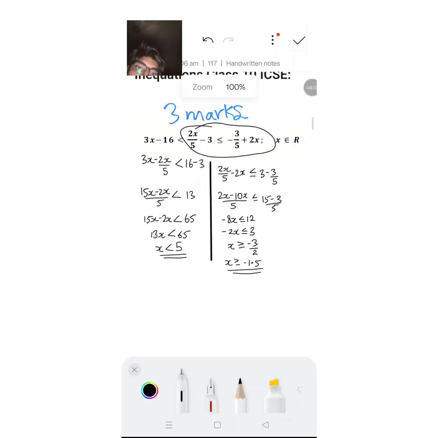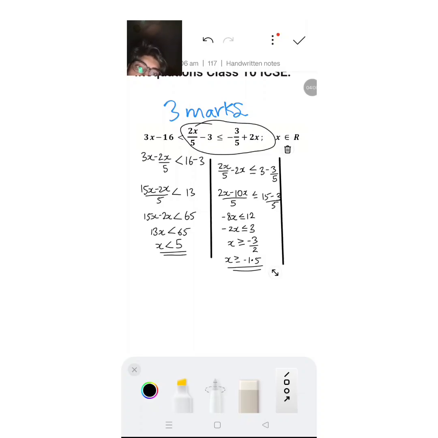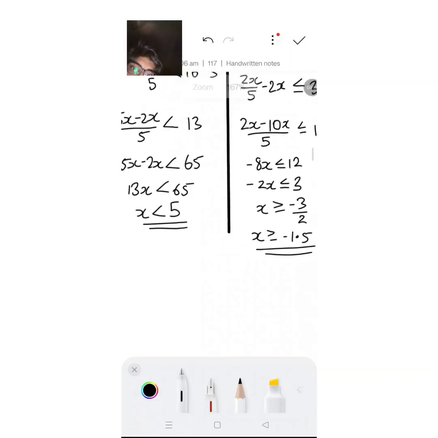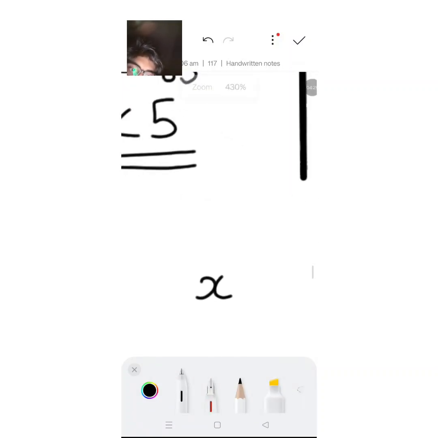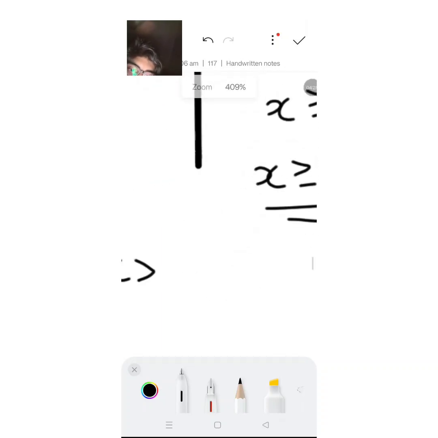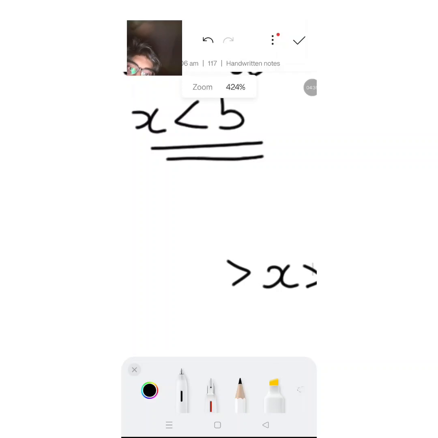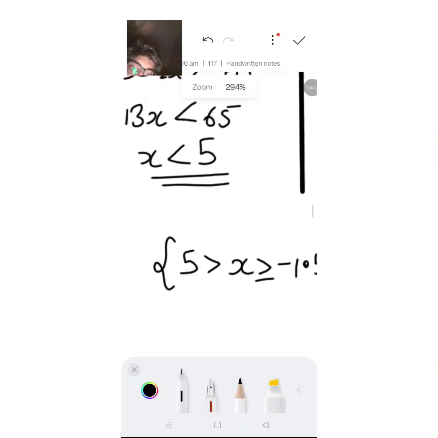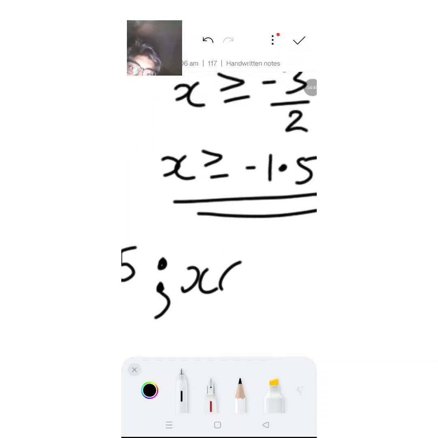Remember, this chapter is just like solving linear equations, but the only thing is that the inequality sign changes based on what you're doing. If you're multiplying or dividing by a negative number or reciprocating both sides, you need to change the inequality sign. That's the only thing. So x is greater than or equal to negative 1.5, and x is less than 5. This becomes your solution set. And of course, x is a real number.